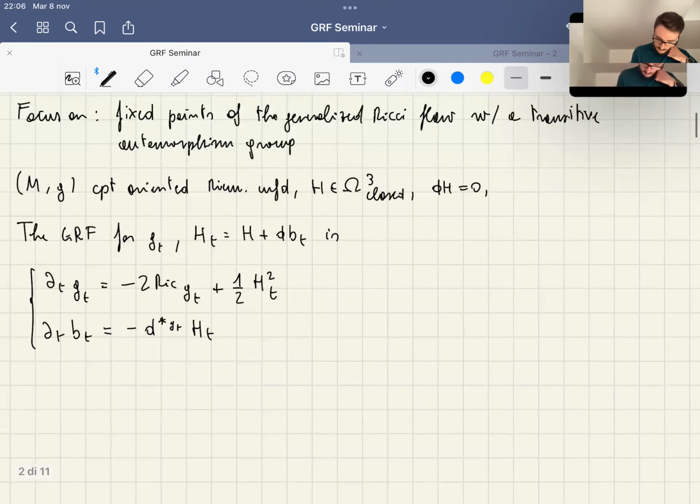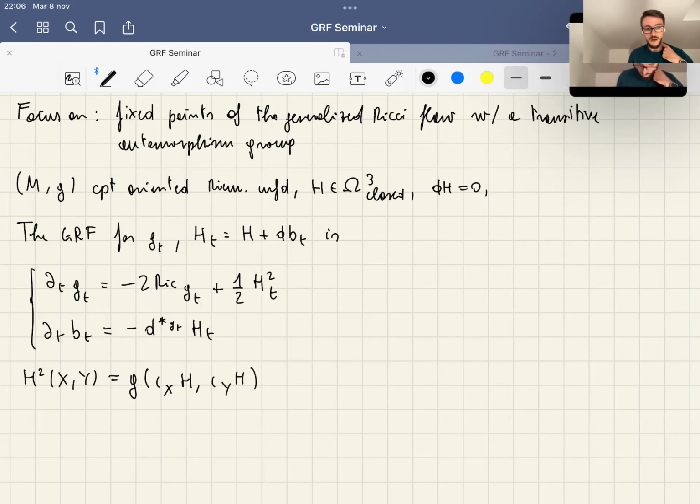Here, this H² is a symmetric 2-tensor defined on every pair of vector fields X and Y as the product of the contraction of H with X and the contraction of H with Y. And this is a symmetric 2-tensor. So in particular, we have some kind of perturbation of the usual Ricci flow equation here.